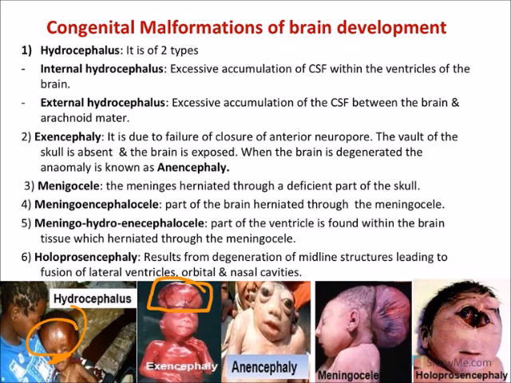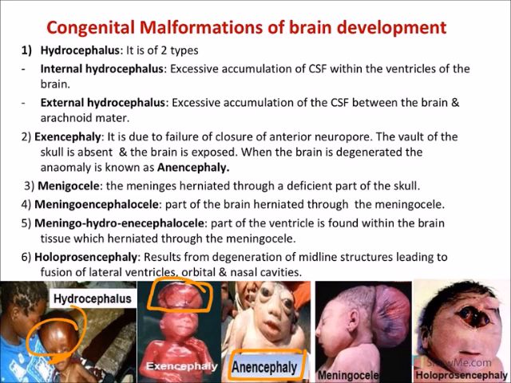This is a stillbirth baby in which he has developed exencephaly due to failure of closure of the anterior neuropore with absence of the vault of the skull. And if the brain is degenerated in the previous condition, this condition is now called anencephaly. So anencephaly is a degenerated brain due to the same condition, which is the absence of the skull vault, and the brain itself is degenerated inside the skull.